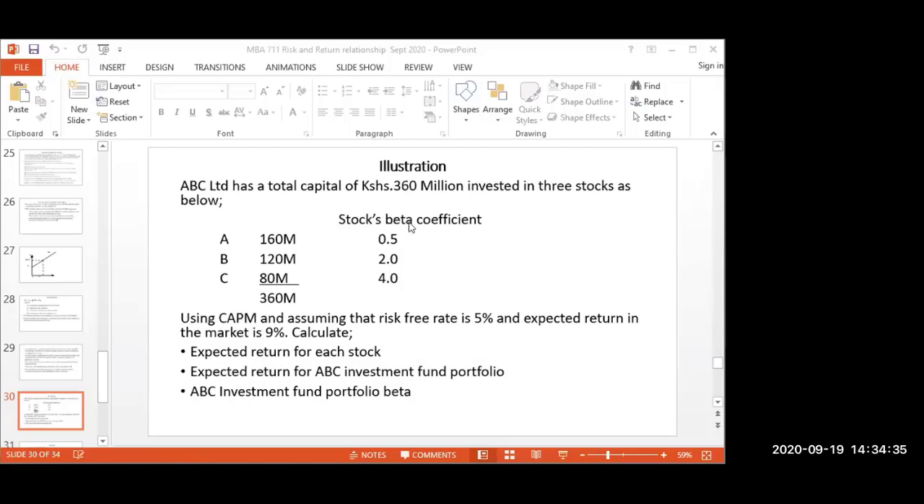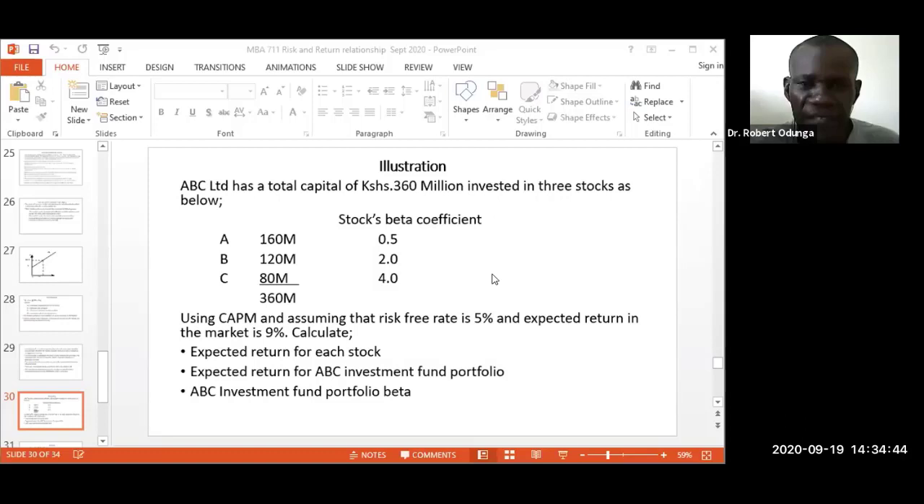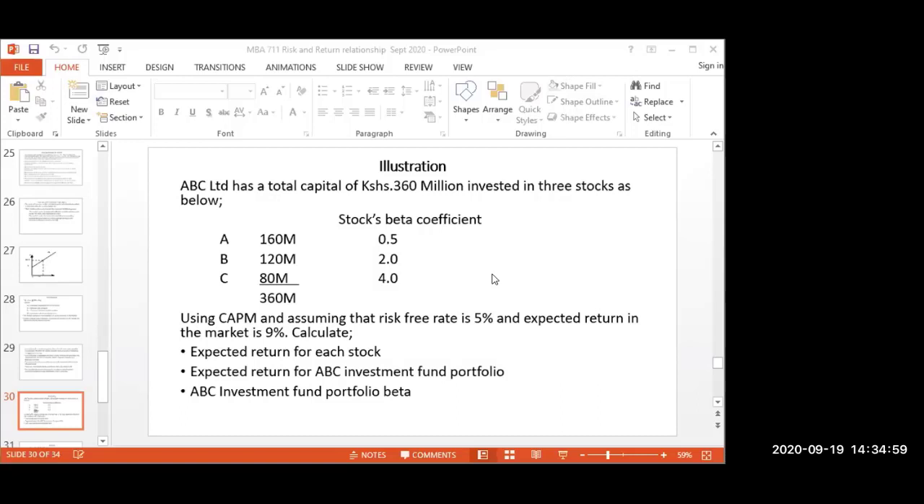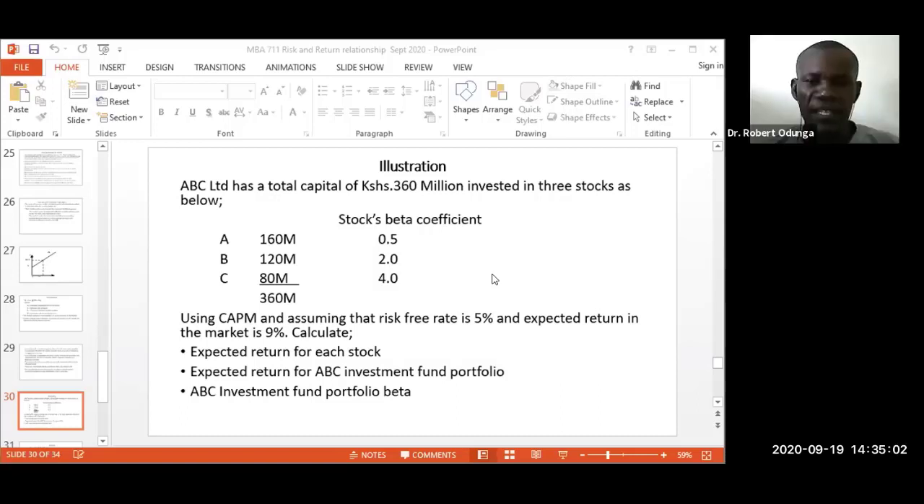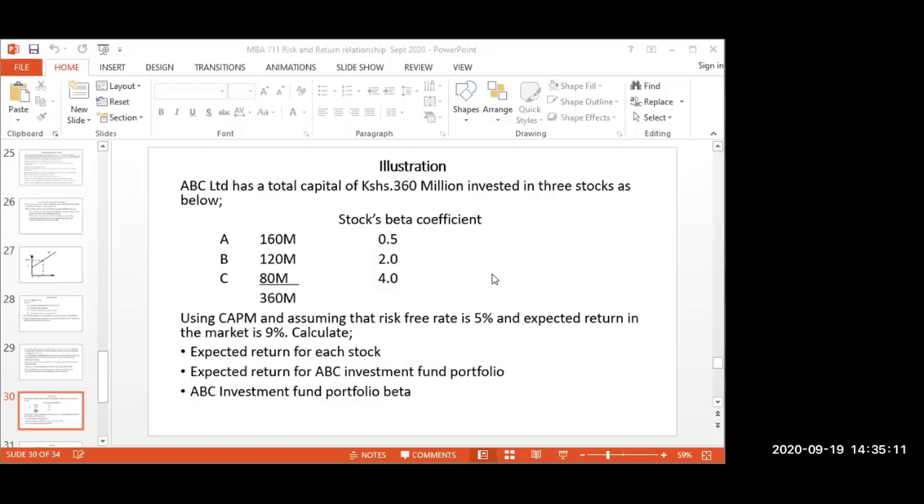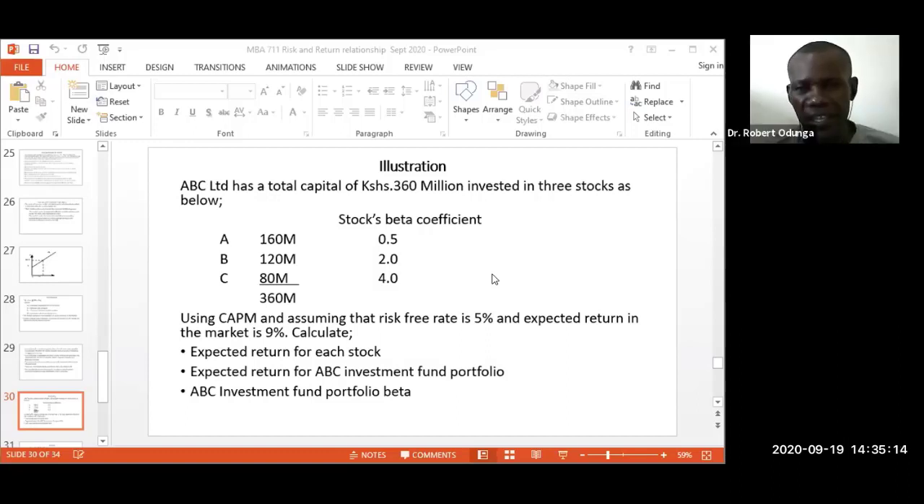So I'm talking about this illustration. ABC has a total capital of 360 million. So we have the stocks beta, we have ABC, and we have the proportions of each one of them in the portfolio. As I was saying, the stocks beta represents the deviation, the risk, or the standard deviation as we are used to. So this is the risk of each of the projects in terms of the investment that we are putting.